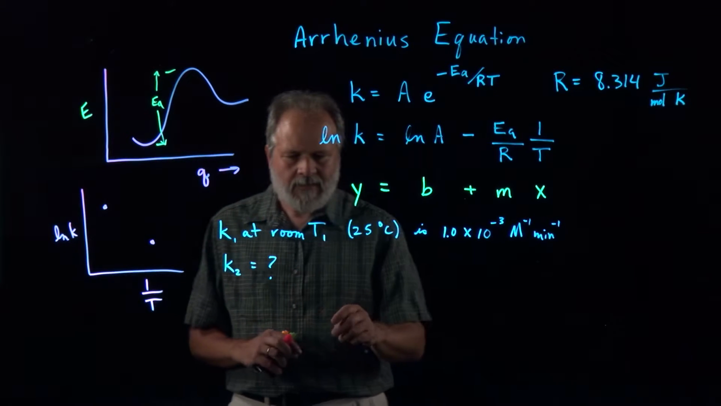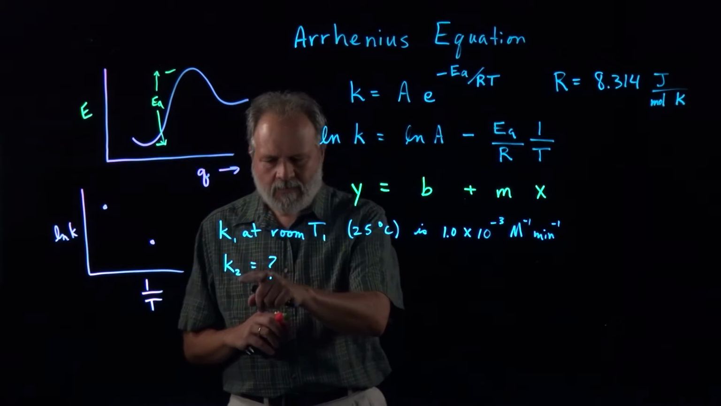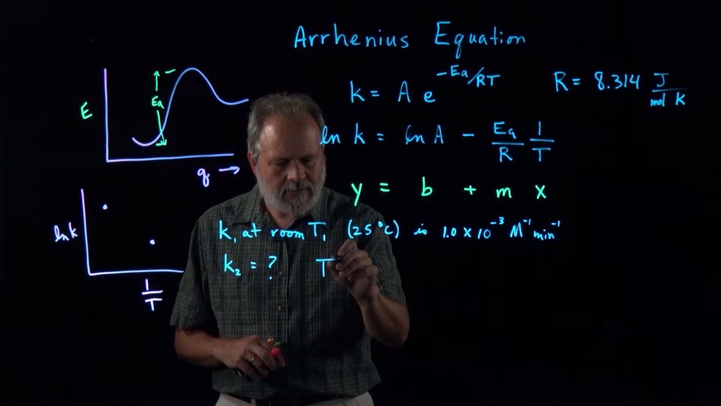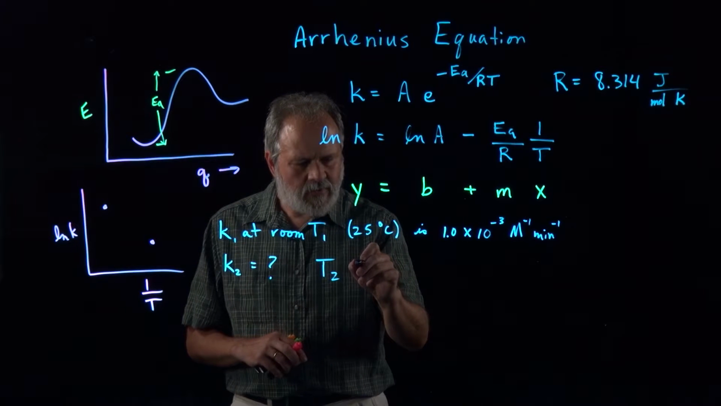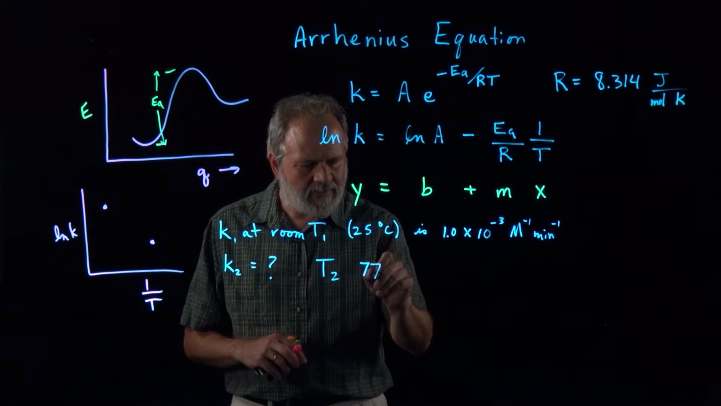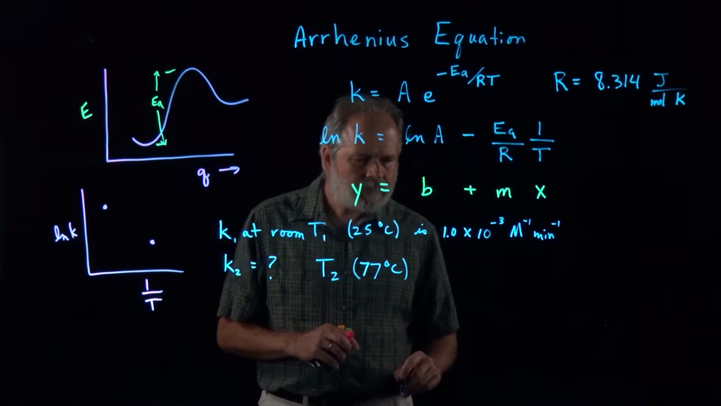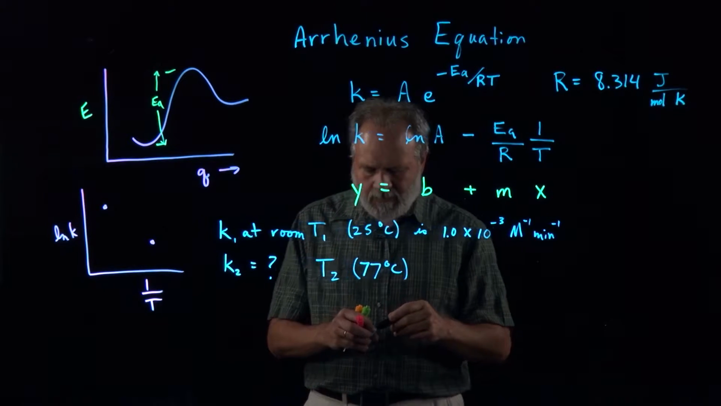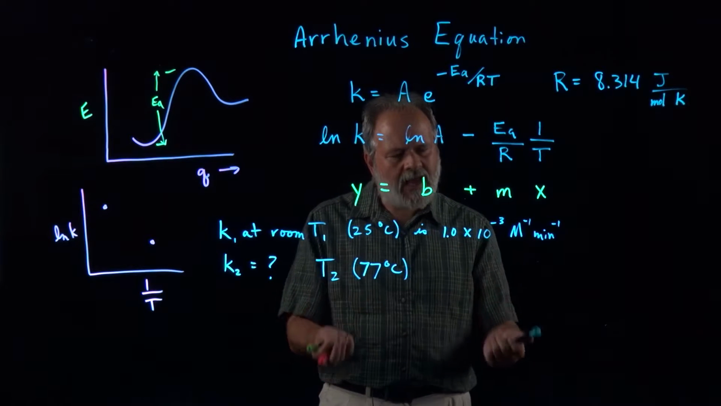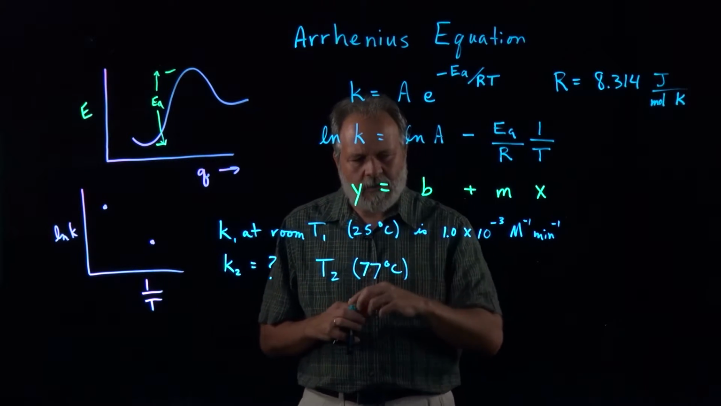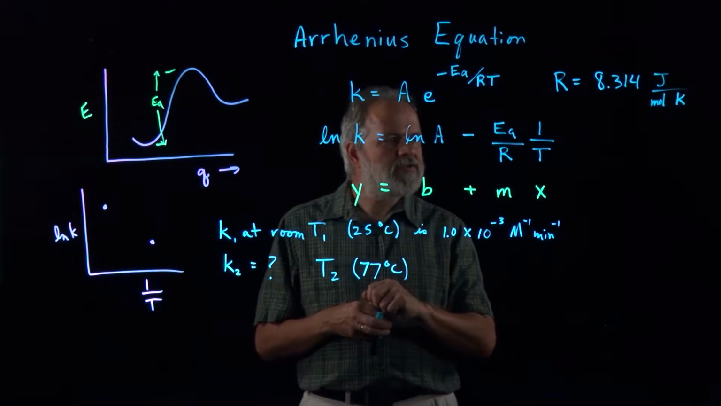Okay. So the question is, what is the rate constant if the temperature for the second point is 77 degrees C? All right, so first thing is, since it's a higher temperature, we expect a larger rate constant. So we expect a number larger than 1 times 10 to the minus 3.